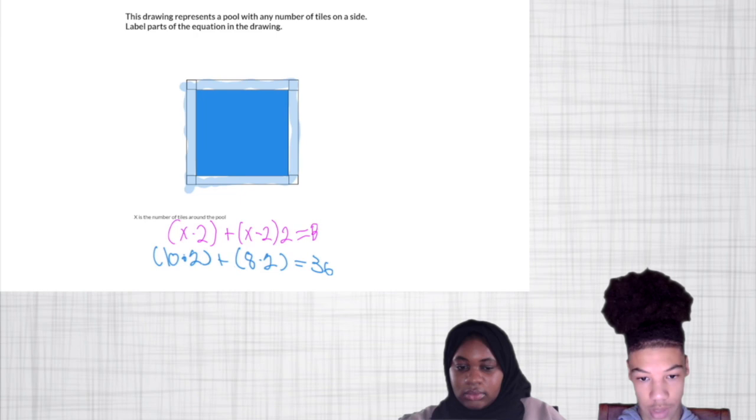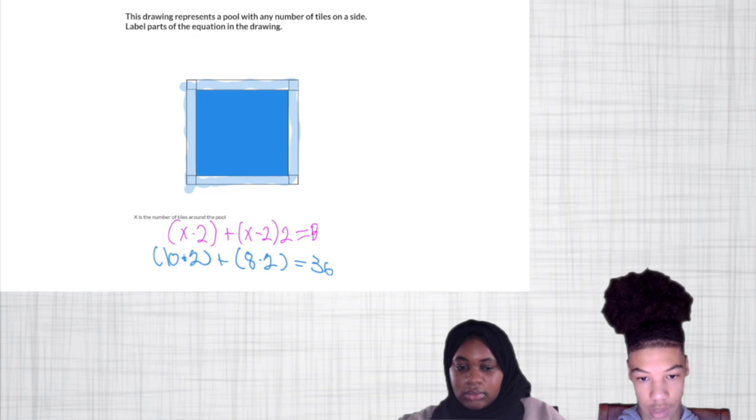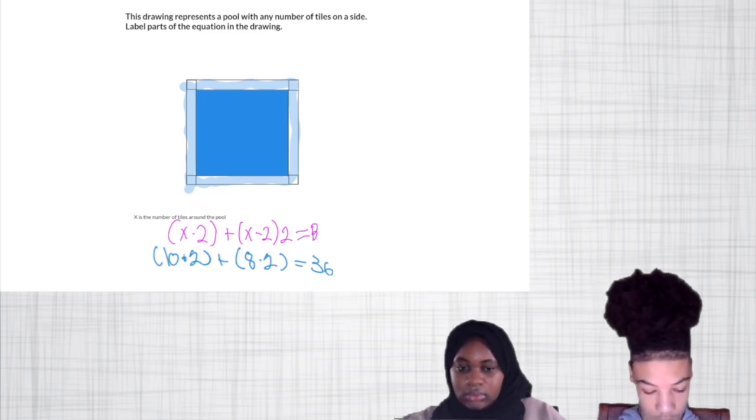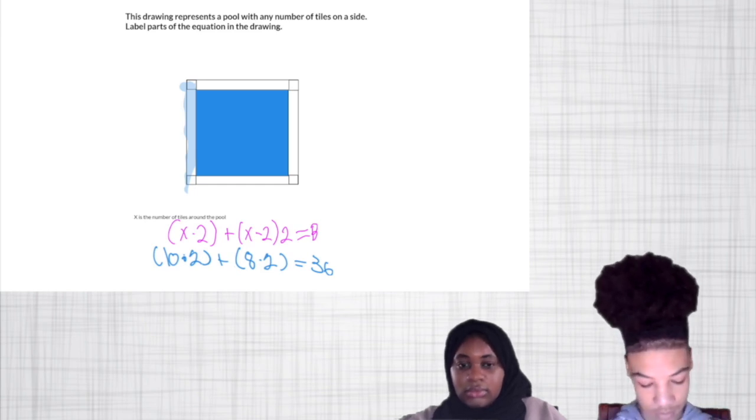To see if that makes sense, they will use their arithmetic equation from the pool with 10 tiles on one side. They will use this arithmetic equation to help them think about where x is on the drawing. X is the total number of tiles on one side. So now, Halima, you think it's the number of tiles around the pool. That's what you said first. ET says it's the number of tiles on one side. Can you guys argue and come to an agreement?